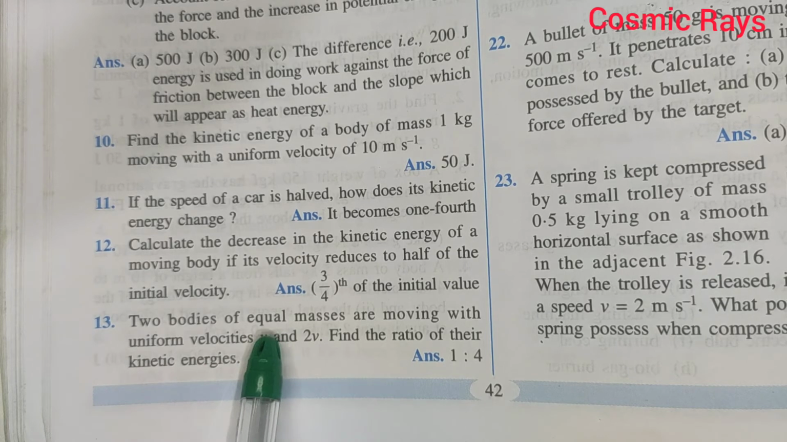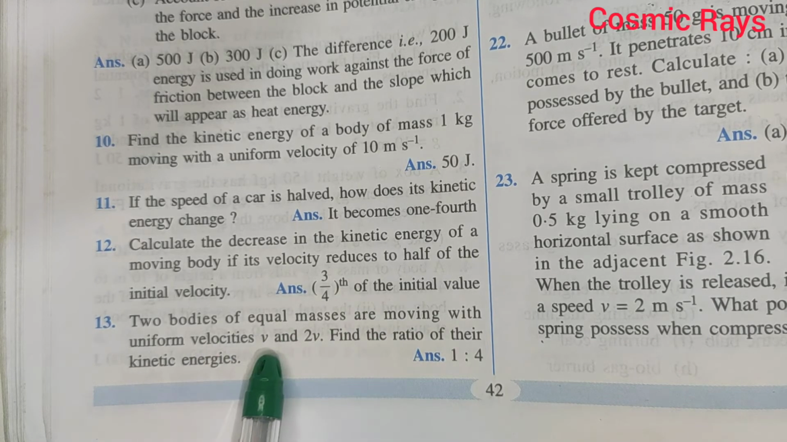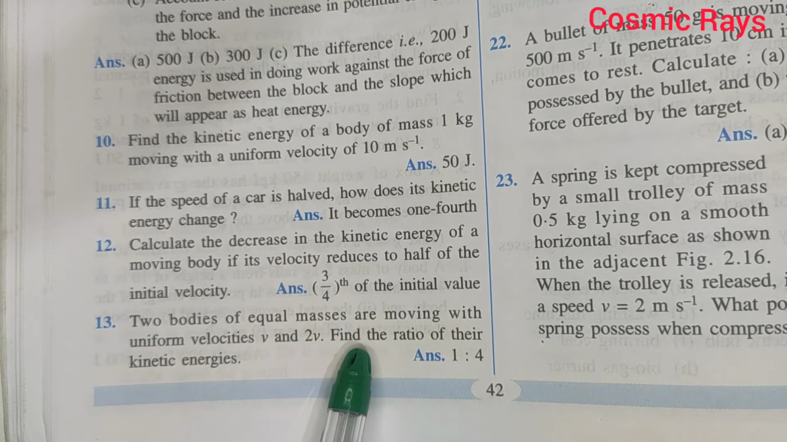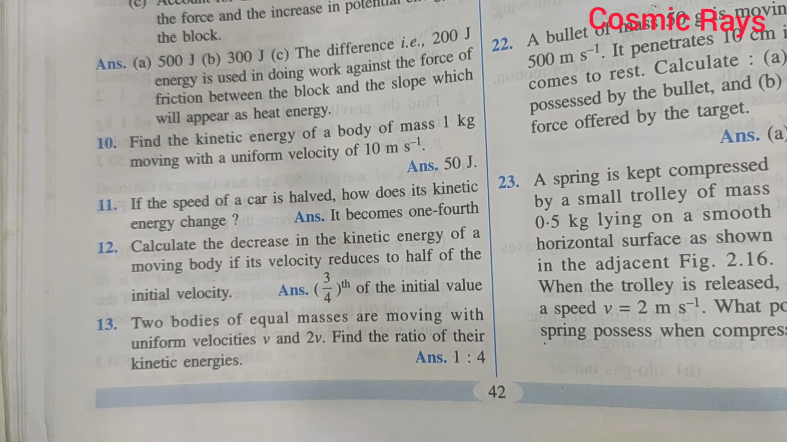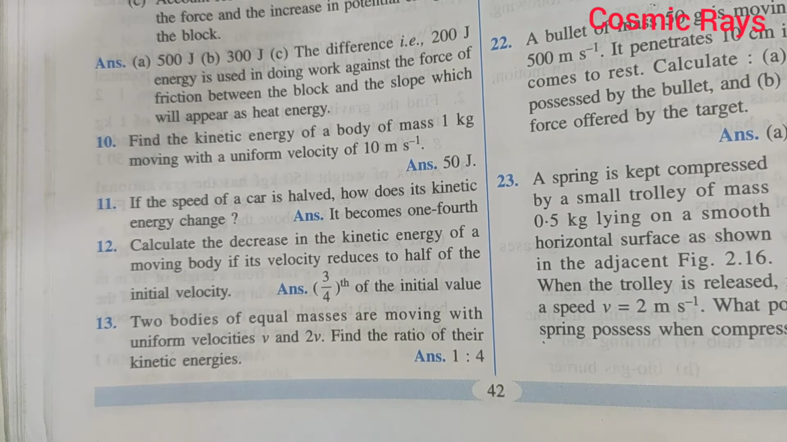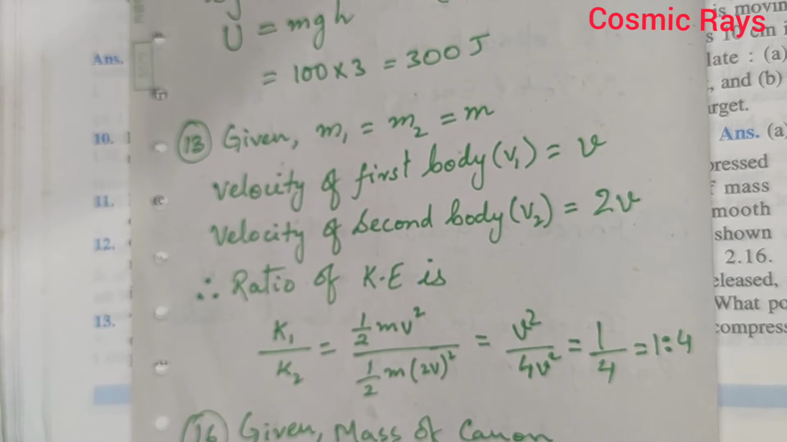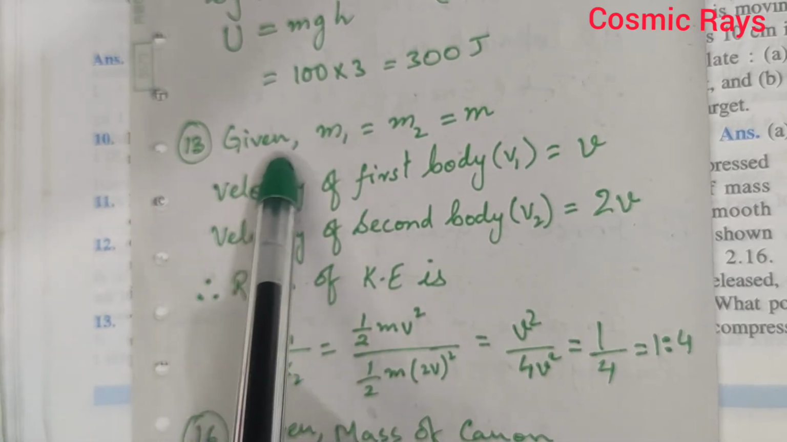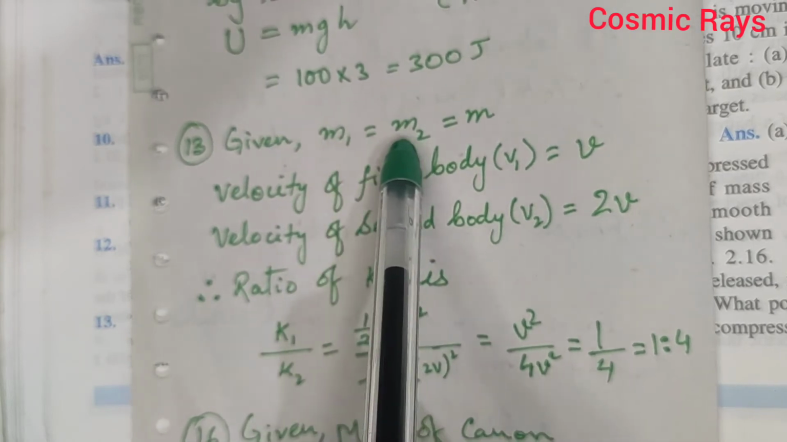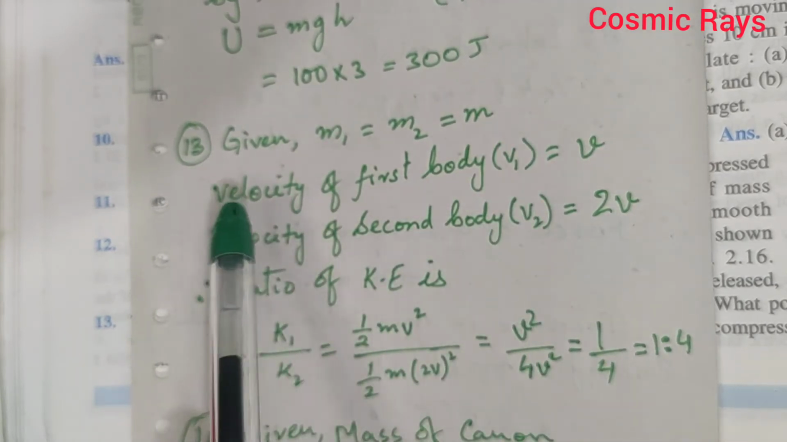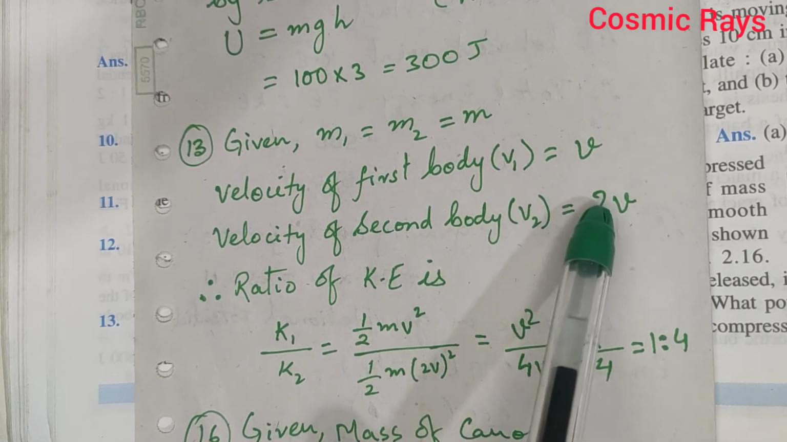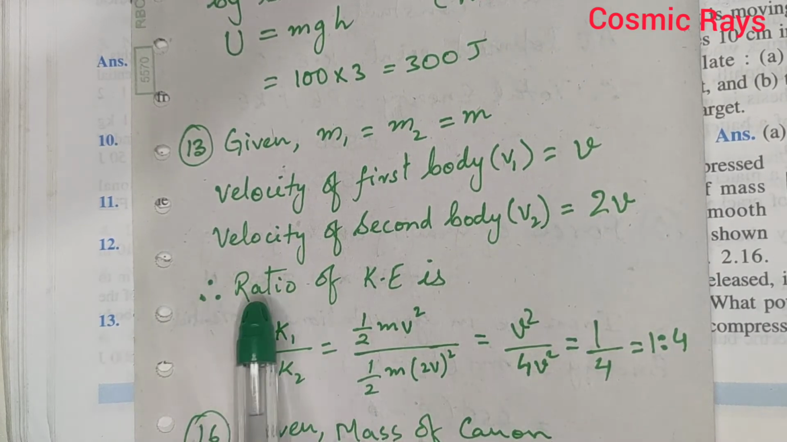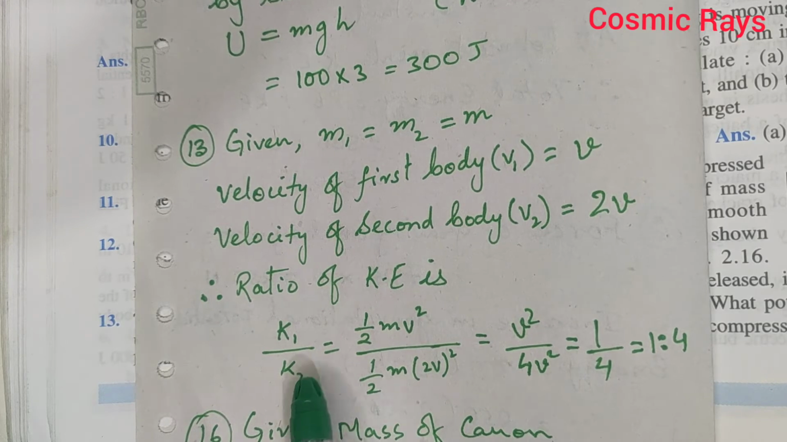It says that two bodies of equal masses are moving with uniform velocities v and twice of v. We have to find the ratio of their kinetic energies. Actually, I have a feeling that you will be able to do this question as well, but since I've solved it, let's have a look at it. See, here for number 13, it's given that both the bodies m1 and m2 have the same mass, that is m. Now velocity of the first body is v1, that is v, and the velocity of the second body is twice of v.